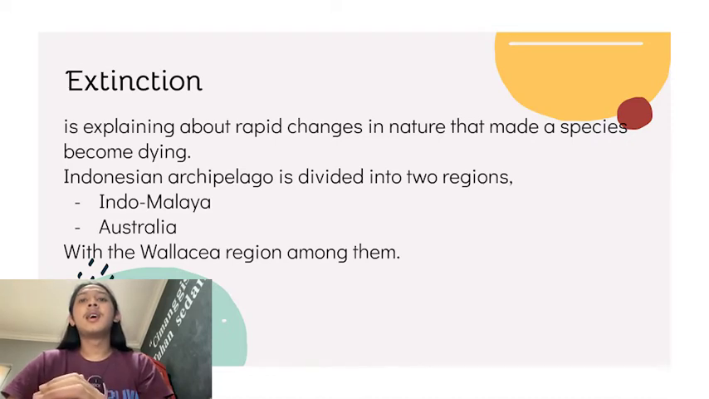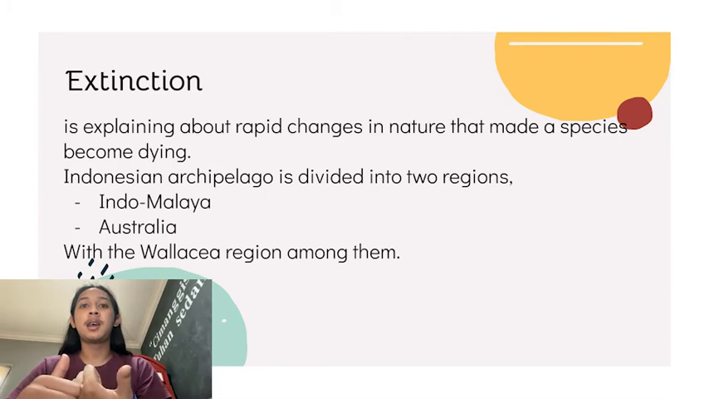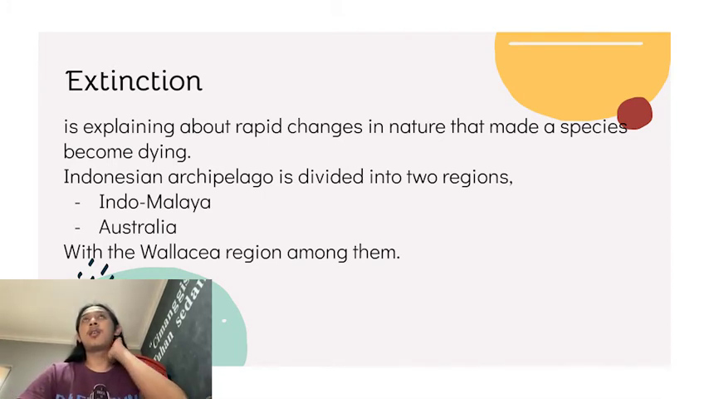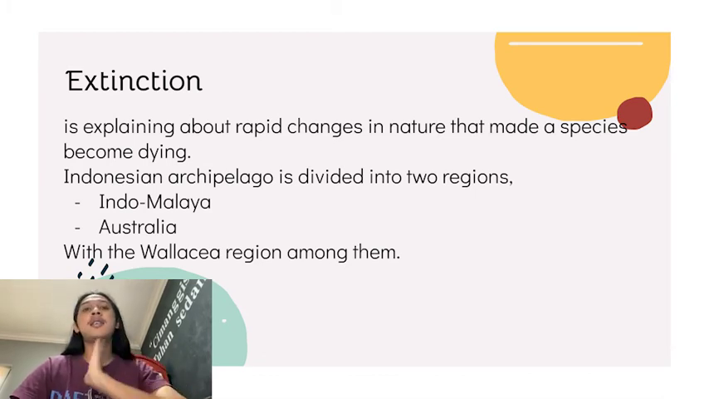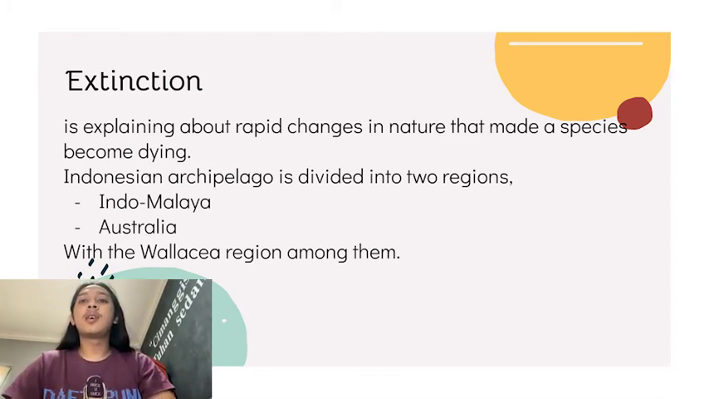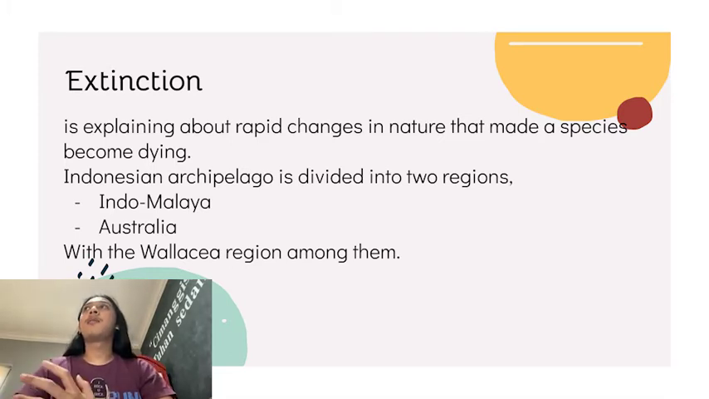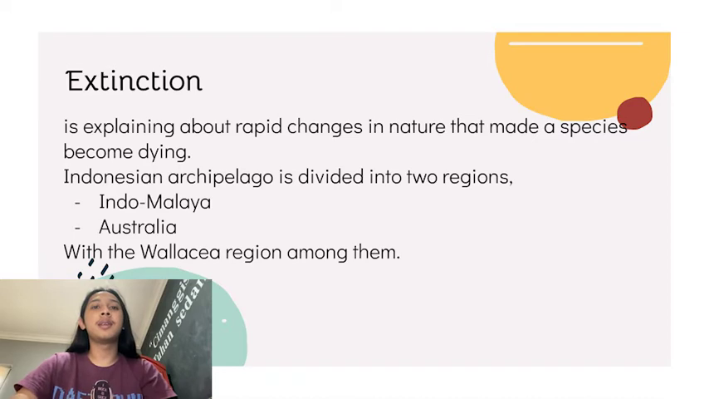Many species are dying and gone. Indonesia is divided into two regions, namely Indo-Malaya and Australia. The area between them is called the Wallacea region. The formation of these two areas results from tectonic plates, and the tectonic plates can make some species and plants die because of changes in the environment.